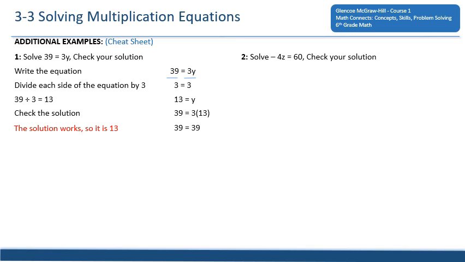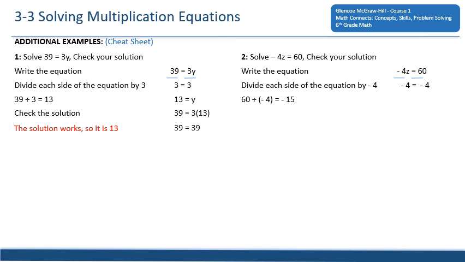So solve negative 4z equals 60. We'll write the equation and divide each side of the equation by negative 4, because with negative 4 times z, we have to undo that, and we undo multiplication with division. And what we do to one side, we have to do to the other. 60 divided by negative 4 equals negative 15, so z equals negative 15. Then we'll plug in negative 15 for z in the original equation. If we multiply negative 4 times negative 15, we get 60. And that is correct.